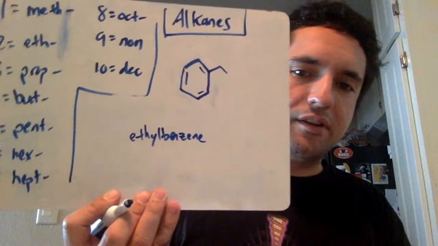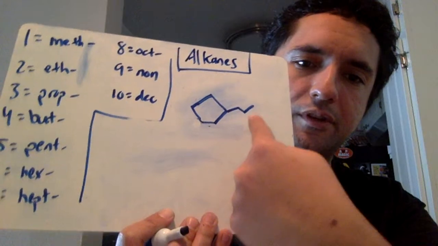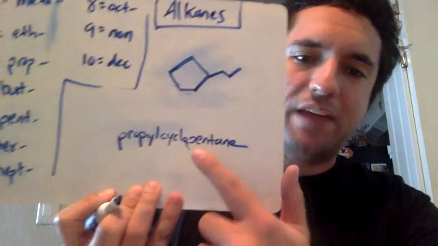Ethyl benzene. And then there's other ones that don't have double bonds, but maybe like this, for example. It doesn't have to be a hexagon. It could be like a pentagon in this case. I'm just not that great at drawing these shapes. So in this case, propyl group. So this would be propyl cyclopentane. So you call it propyl cyclopentane.